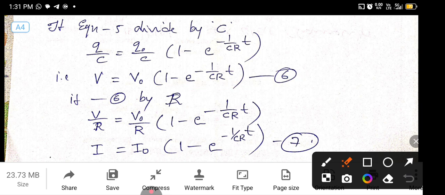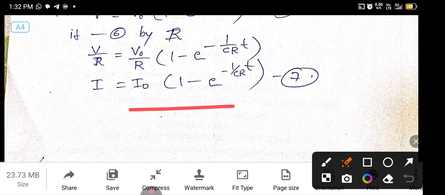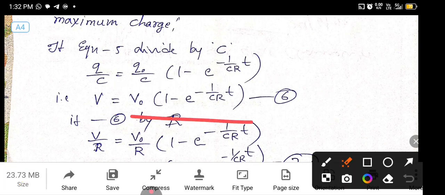If you want to derive for current, then also we can derive it. Just divide equation 6 by R, that is V by R and V naught by R. As you know, by Ohm's law, V equals R I, hence V by R is I, V naught by R is I naught, so I equals I naught into 1 minus e to the power of minus t by CR. This is the expression for current in the CR circuit, and equation 6 is for voltage. Okay, thank you.